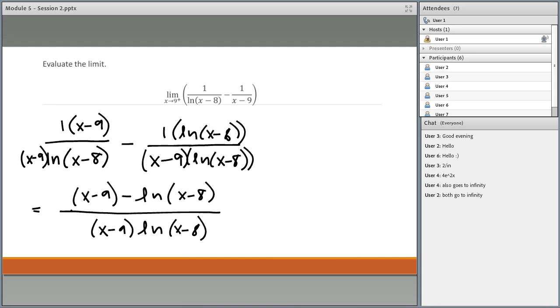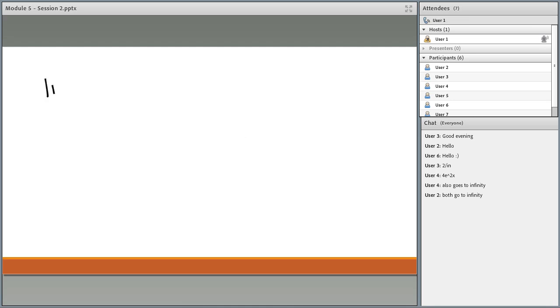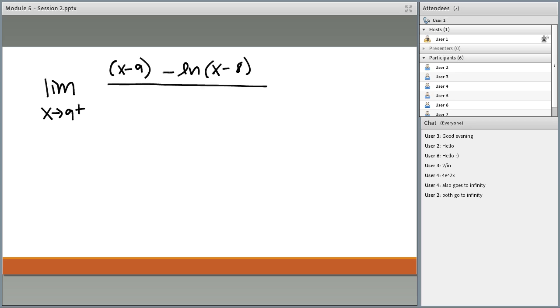Okay, so now let me go to the next page and we'll deal with the limit. So I have the limit as x approaches 9 from the right, and we just rewrote the fraction as x minus 9 minus the natural log of x minus 8 over x minus 9 times the natural log of x minus 8.